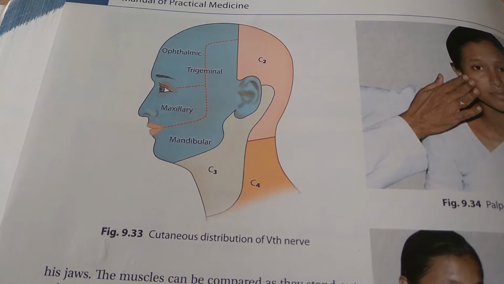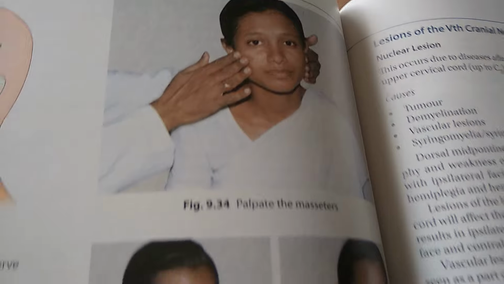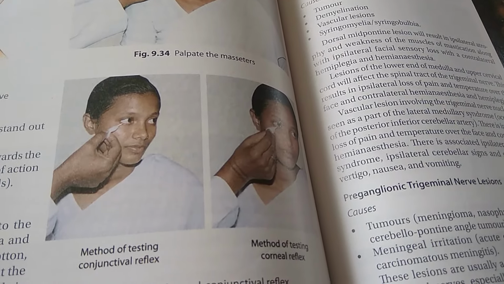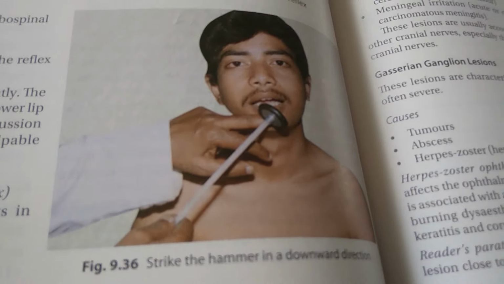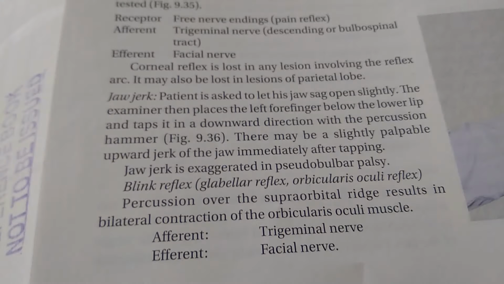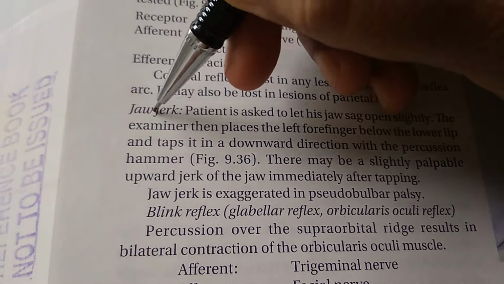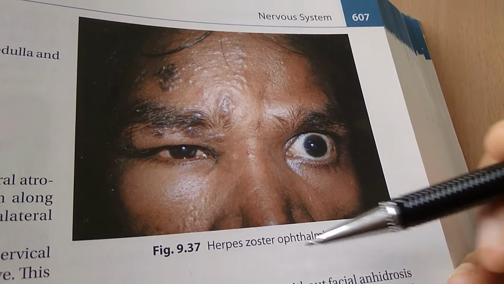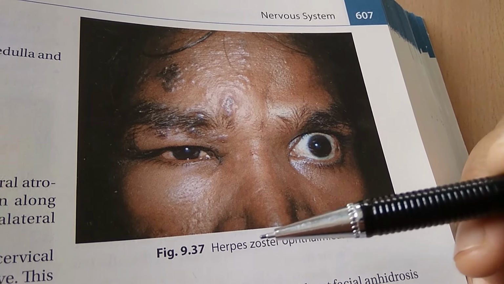This is the cutaneous distribution of the 5th nerve. So they are palpating the masseters, checking for conjunctival reflex, corneal reflex. They are checking for jaw reflex. It comes as jaw jerk. It's called jaw jerk, isn't it? It's not called a reflex. So what happens in herpes zoster ophthalmicus? See, the trigeminal is affected. The ophthalmic division of the 5th cranial nerve is affected.